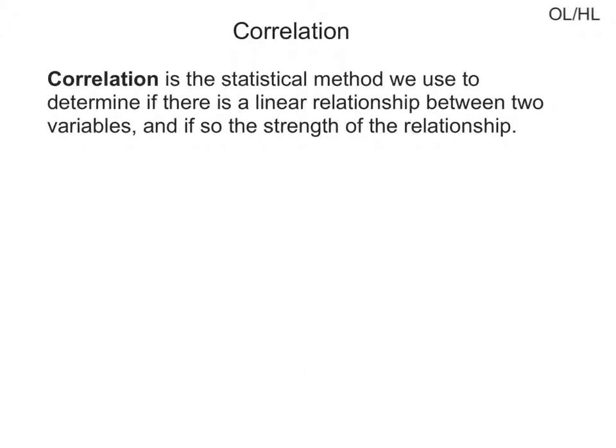Correlation is the statistical method we use to determine if there is a linear relationship between two variables and, if so, the strength of the relationship. The relationship strength is represented as a number called the correlation coefficient and has to be a number between -1 and 1 inclusive. We use the letter r to stand for the correlation coefficient. So r has to be equal to a number between -1 and 1.